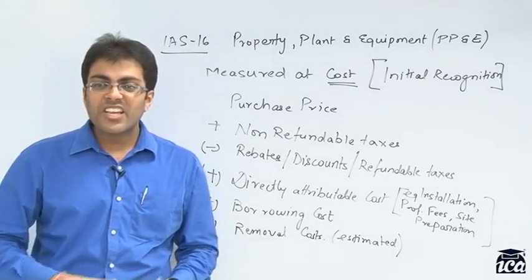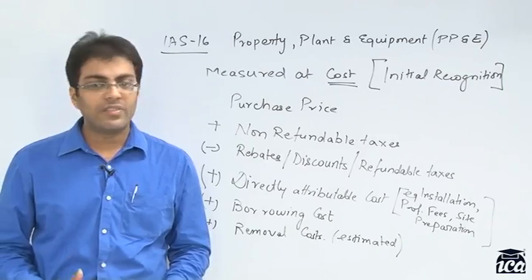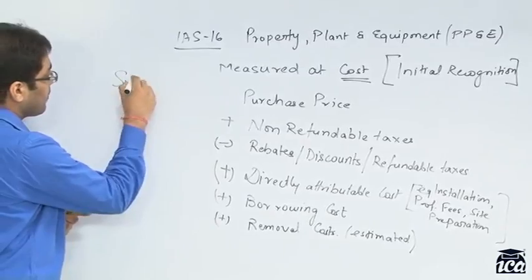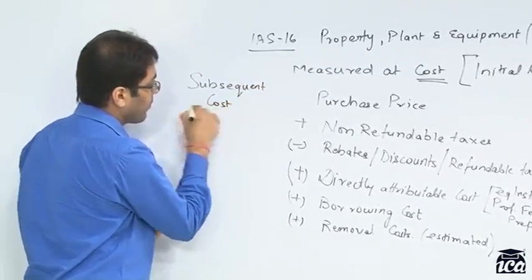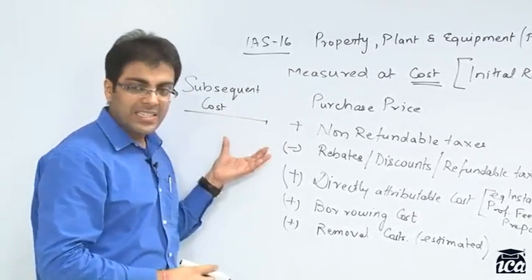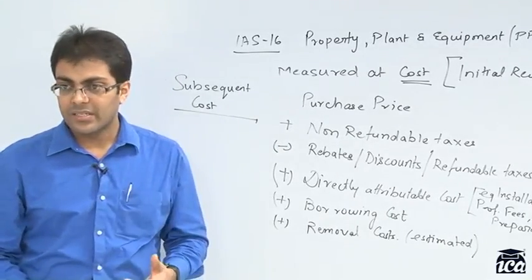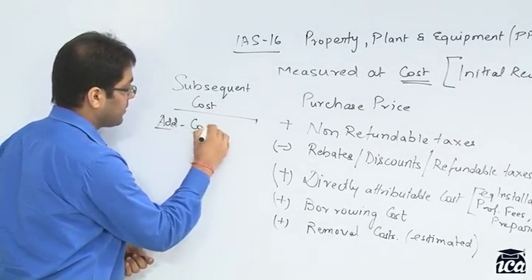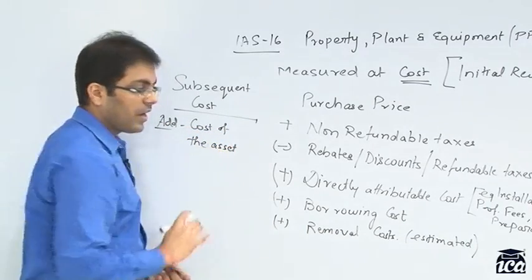What if I have to do a major overhaul of the asset, right? A complete overhauling of the asset. Those are subsequent costs, and all the major costs which are spent on the asset subsequent to the initial recognition may also be capitalized. So we will add this to the cost of the asset. Okay? Any question?